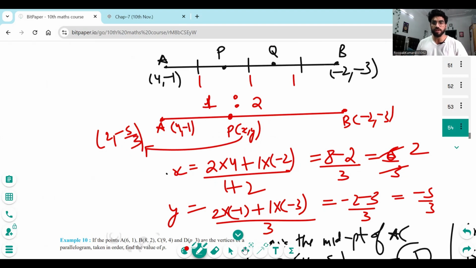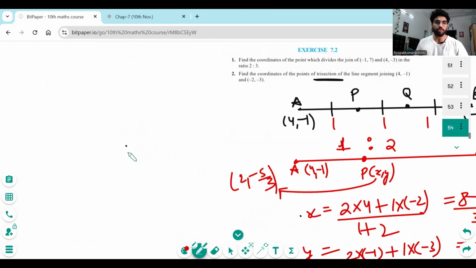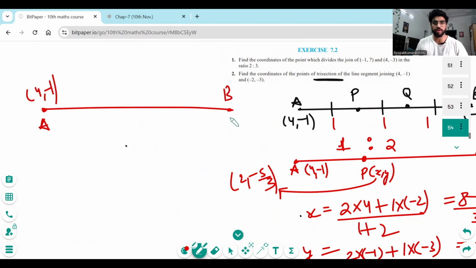Now be vigilant that this can be done in 2 ways. Now the point Q that we have to find, some students sometimes do it like this. This was minus 2 comma minus 3. They create this Q and write 2:1 because it is 2 parts, and they hide the P part now. So either you can do it this way, or you can do my way, which I'm telling you.